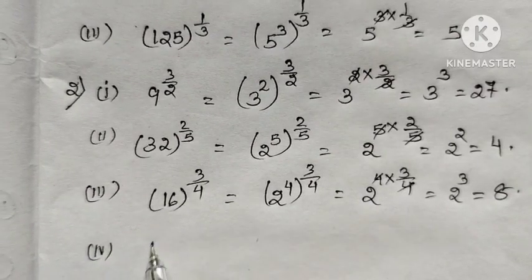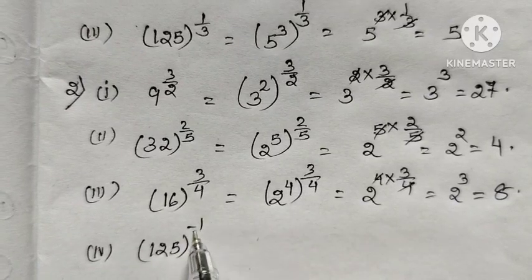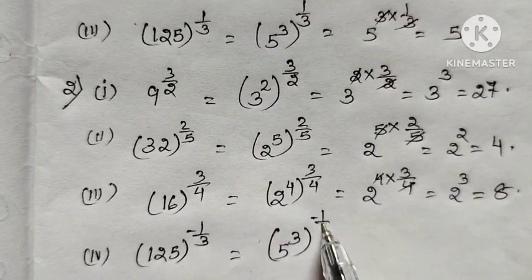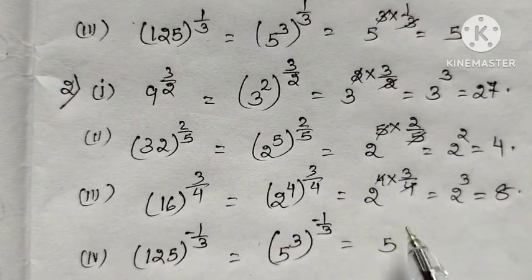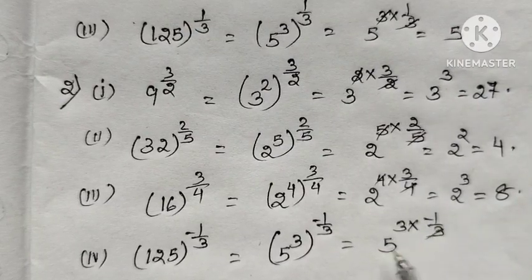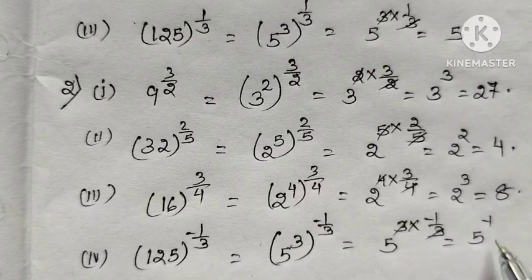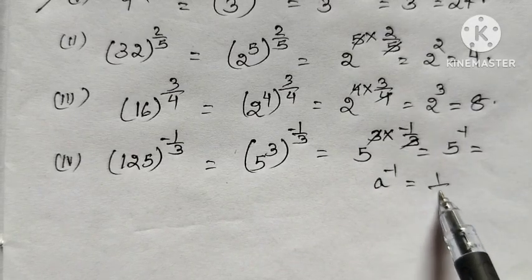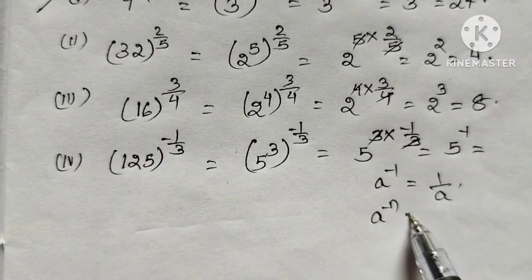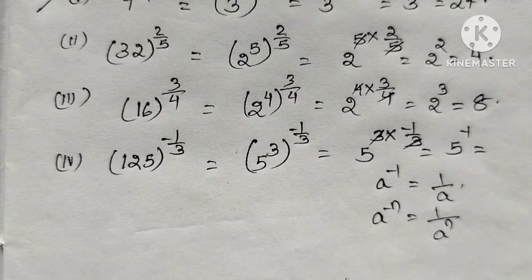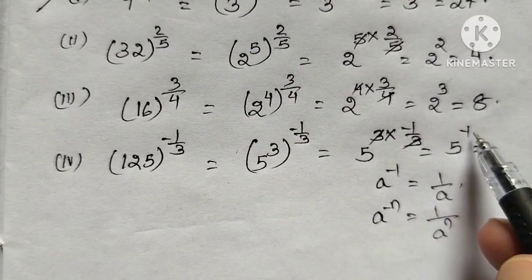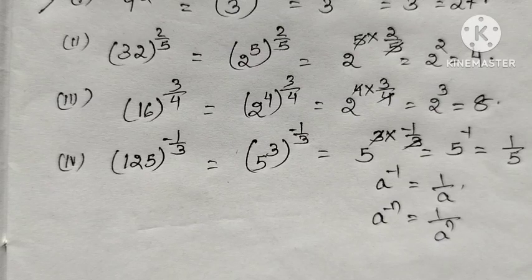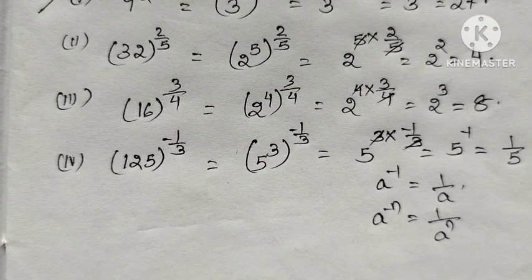Then the fourth question: 125 to the power minus 1 by 3. This is 5 to the power 3 whole to the power minus 1 by 3. Then 5 to the power 3 into minus 1 by 3. The 3s cancel. Then 5 to the power minus 1. A to the power minus 1 is equal to 1 by a. A to the power minus n is equal to 1 by a to the power n. Same thing, 5 to the power minus 1 is 1 by 5.